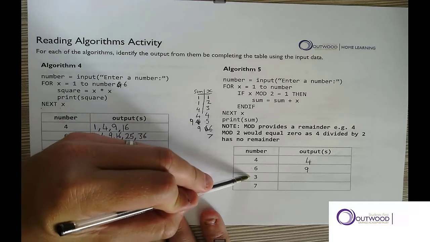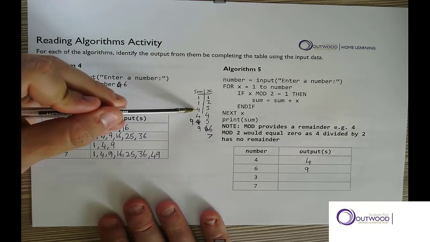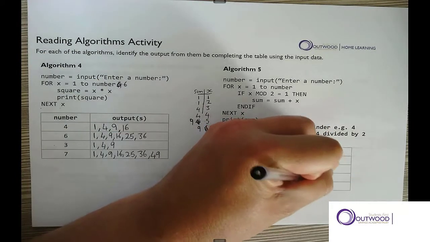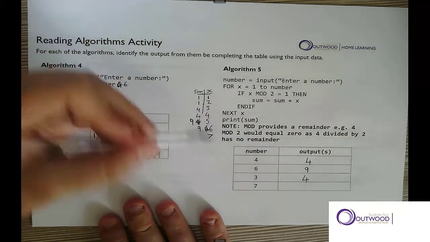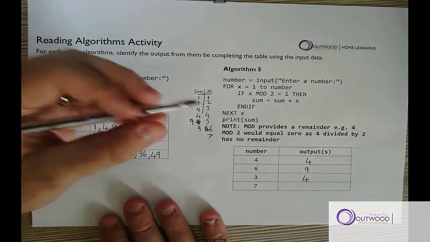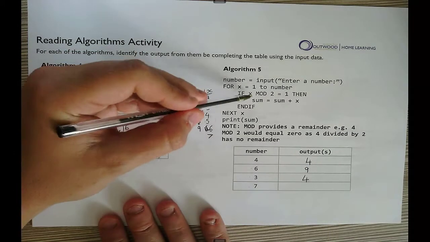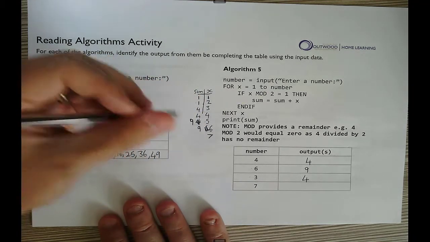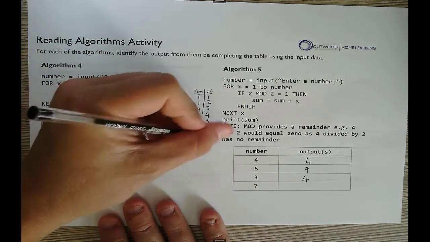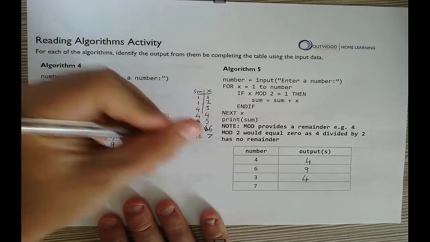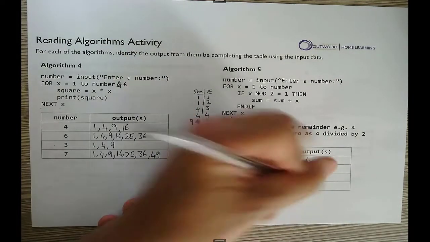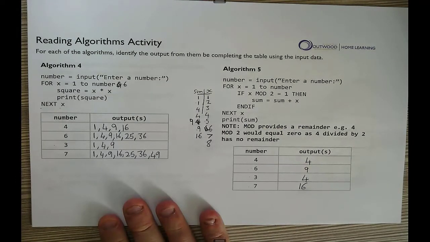Instead of doing it again, number's now 3 this time, so let's just look at the list we've got. So x is 3, sum is 4. And then finally, when the number is 7, so 7 mod 2 does give a remainder, so sum equals sum, which was 9, plus x, which is 7, gives the answer 16. X would then increase to 8 and the loop would stop. So there are your answers for algorithm number 5.